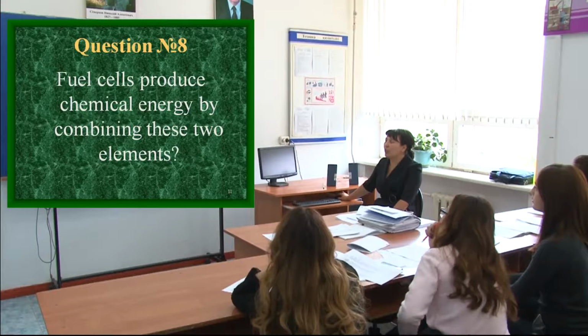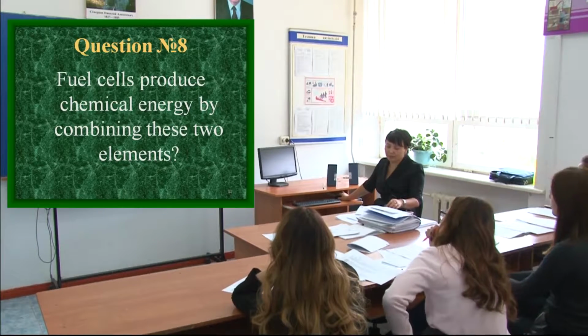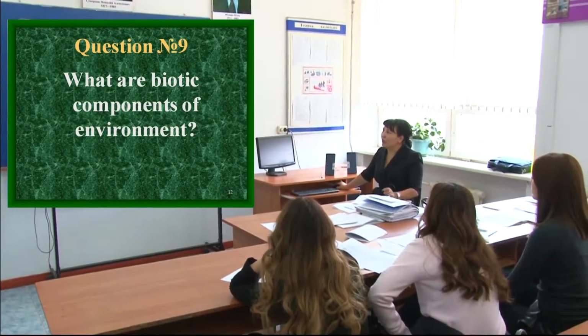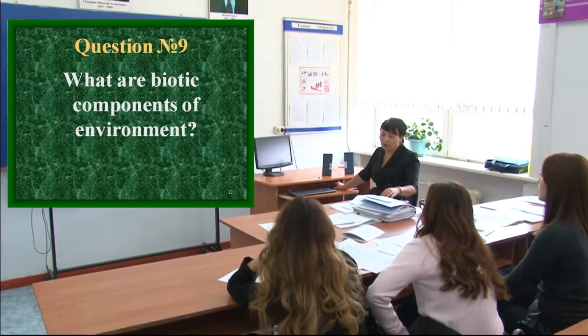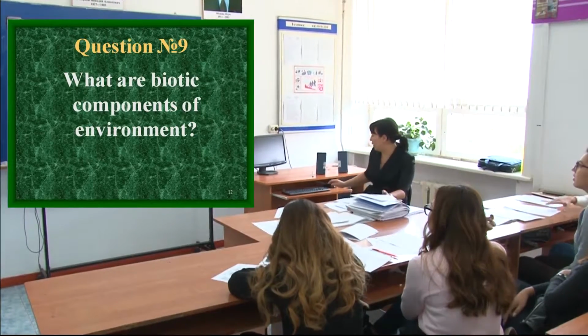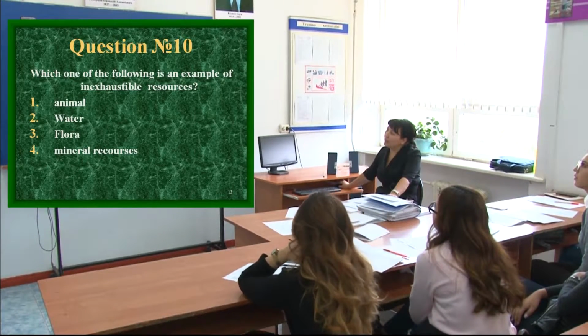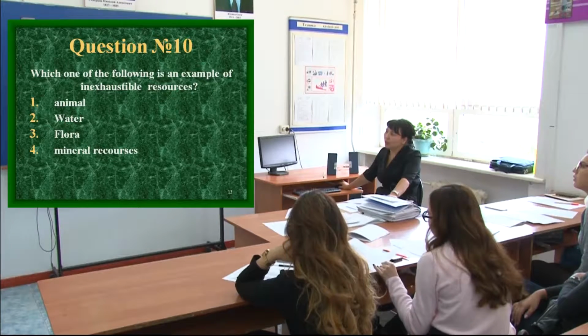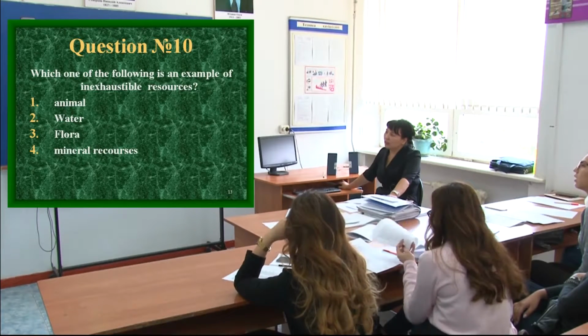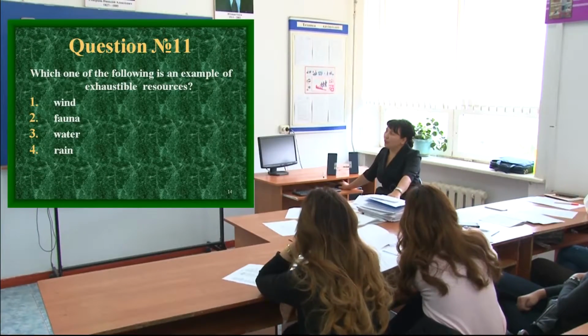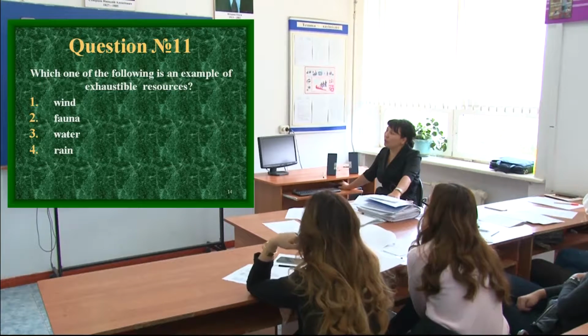Question number eight. Fuel cells produce chemical energy by combining these two elements. Oxygen and carbon. Oxygen and hydrogen. Question number nine. What are biotic components of environment? Biotic is the living components. Yes, living components. Question number 10. Which one of the following is an example of inexhaustible resources? Animal, water, flora, mineral resources. Water.